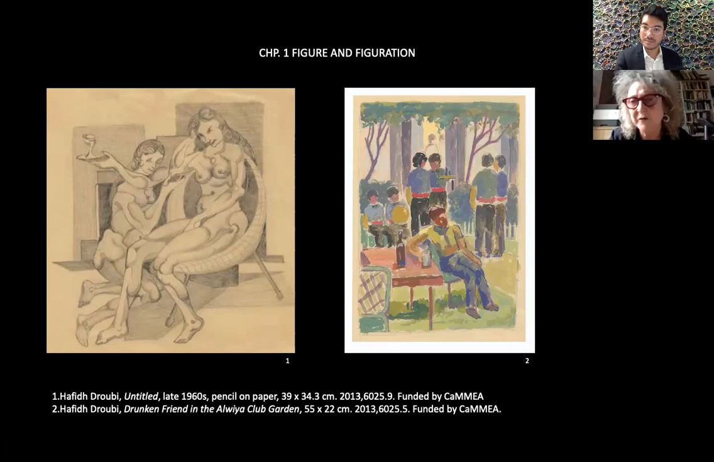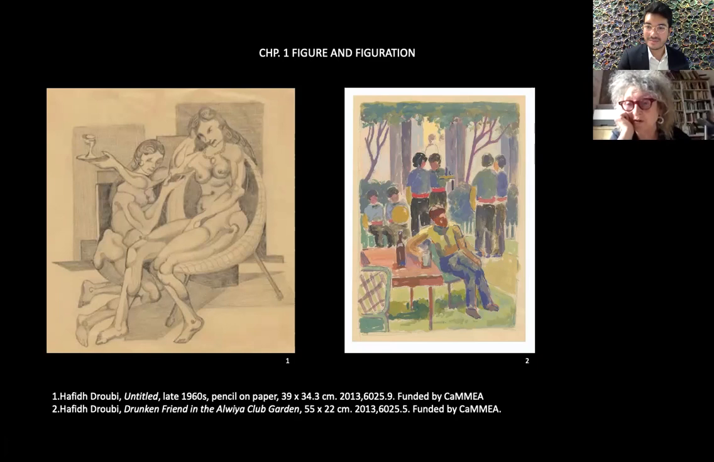But what's interesting about Hafidh Droubi is that in his view, painting the figure was part of being modern. And so, like many artists, he went to study in Rome, where he learnt figure drawing alongside perspective, landscape, all these other things that they did. And when he came back to Baghdad, he had a studio where he taught life drawing, which was quite an unusual thing. And this drawing of two nude women is a preparatory drawing for a large oil painting, so it's a bit of a risque thing to do.